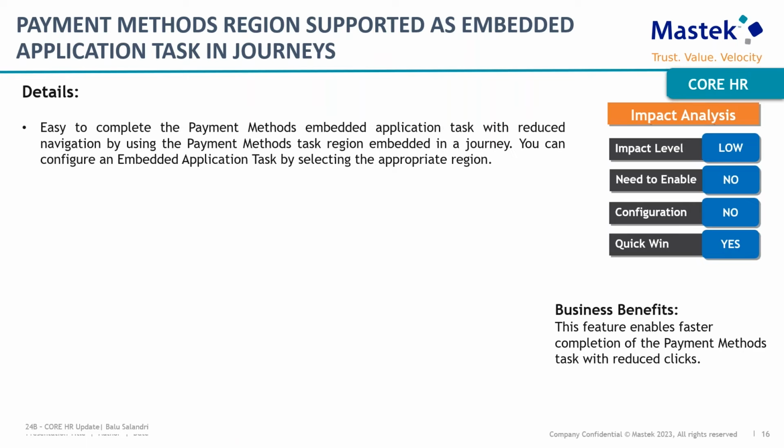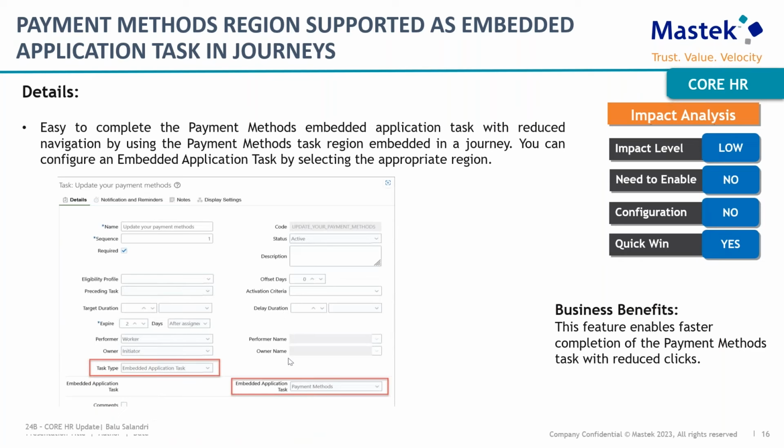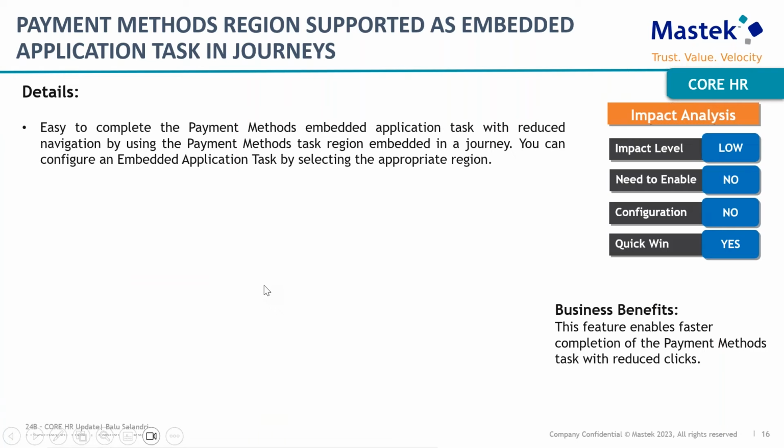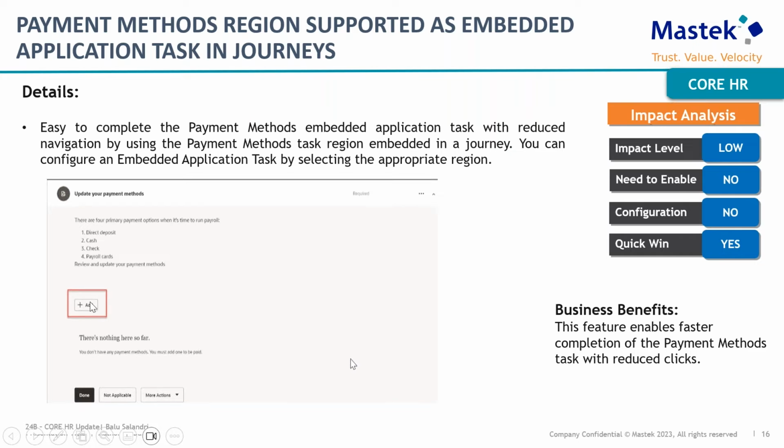So next feature is payment methods region supported as embedded application task in journeys. So it is easy to complete the payment methods embedded application task with reduced navigation by using payment method task region embedded in a journey. Now we can create a journey task with the embedded application task and the application name can be given as payment methods. When this task is assigned to a user, user will be able to add the payment method directly.